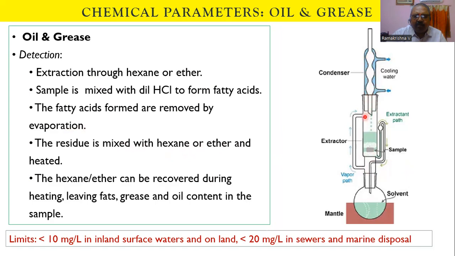Because of the cooling, these vapors are getting condensed, and then they are getting collected in the solvent bottle kept at the bottom. Because of this particular process, now what is the residue? Residue is collected separately. So that residue is nothing but the oil and grease content in the sample. This is called the Soxhlet apparatus. This is oil and grease. And this is the experimental method for detecting the oil and grease in the laboratory.